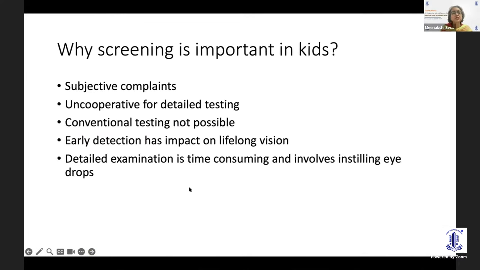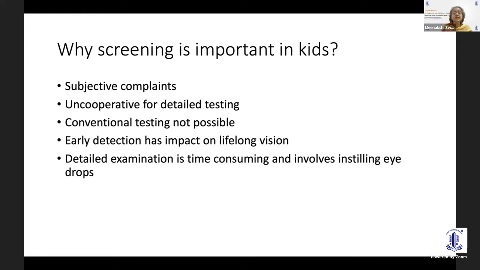Let's talk a little bit about vision screening. Now, any of you who has interacted with kids realizes why screening is so important in children. Because they often will not have any subjective complaints. And they're often uncooperative for detailed testing. And conventional testing is not possible. Come on, read the chart. Huh? Read the chart. Many times it's not possible.